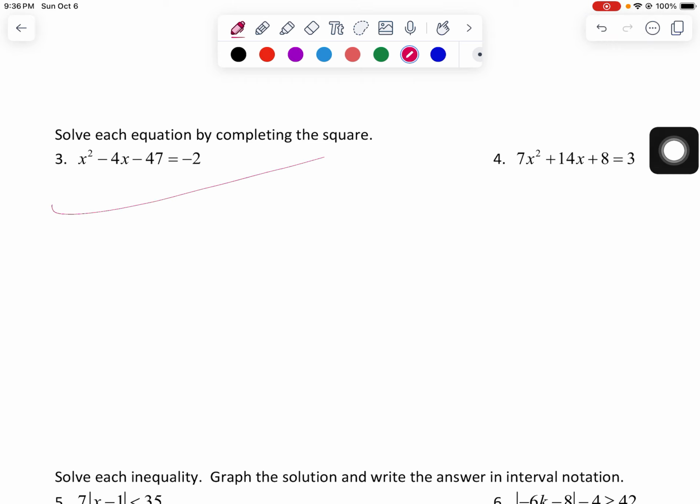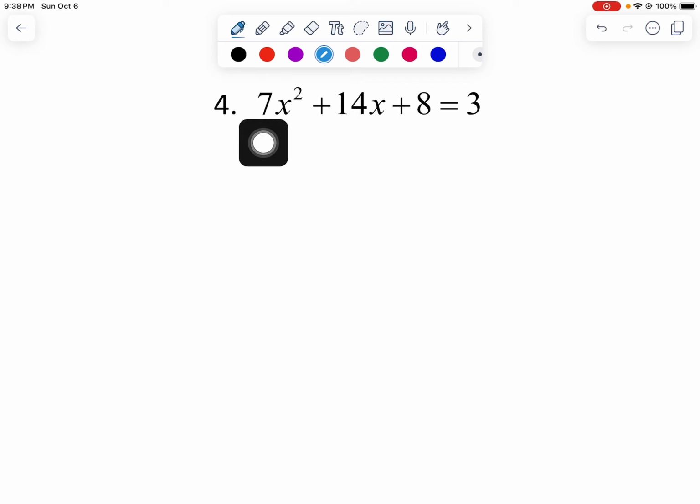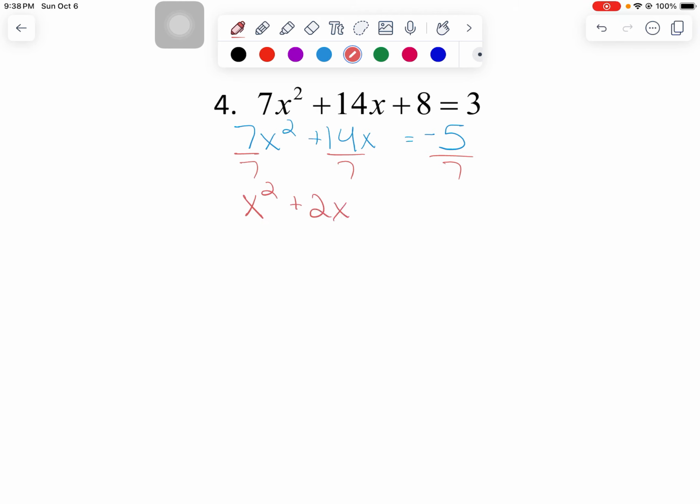All right, problem number 4 here is a little bit more complicated because we're dealing with the 7 here. So the first thing I'm going to do is I'm going to subtract 8 from both sides. So 7x squared plus 14x, I'm going to subtract that 8. I feel like that's a -5. Yeah, sounds good. Now, in order to complete the square, I need to get rid of this 7 first. So let's go ahead and divide every single thing by 7. So x squared plus 2x, and leave that blank spot. And unfortunately, we're going to leave that fraction as well.